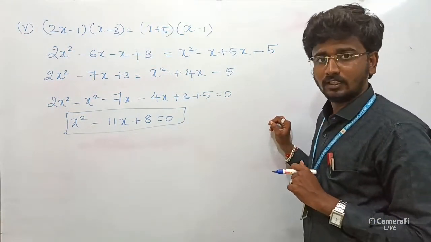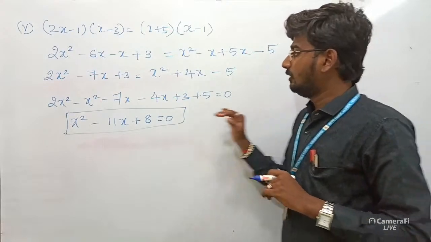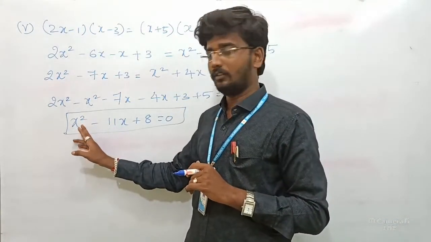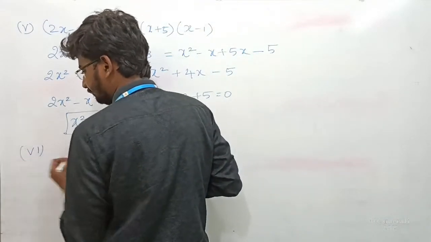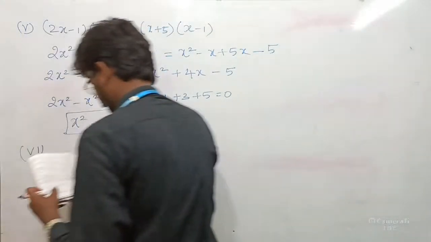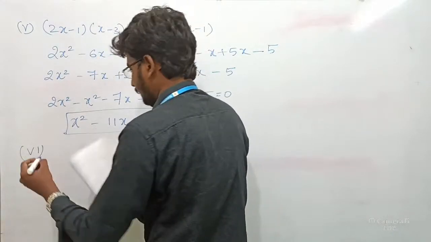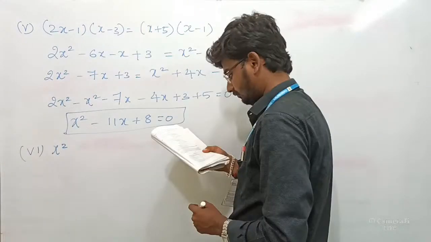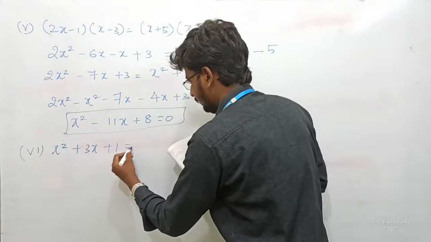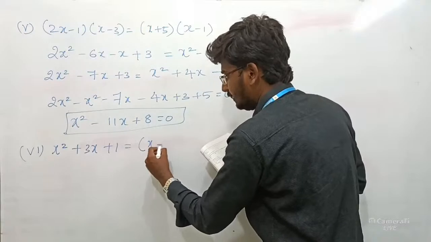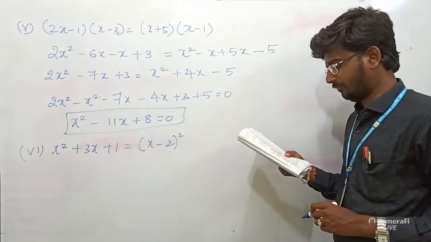Therefore it is a quadratic equation. If they ask the reason, because the degree of the equation is 2. Problem number 6. The question is x square plus 3x plus 1 is equal to x minus 2 whole square.